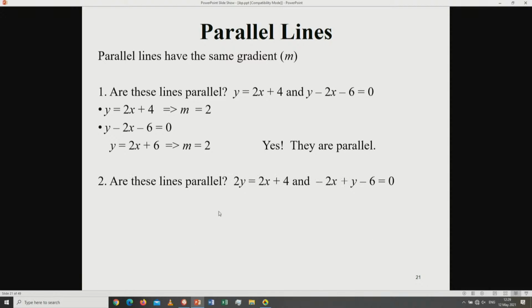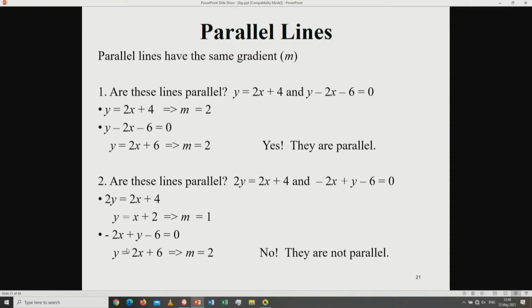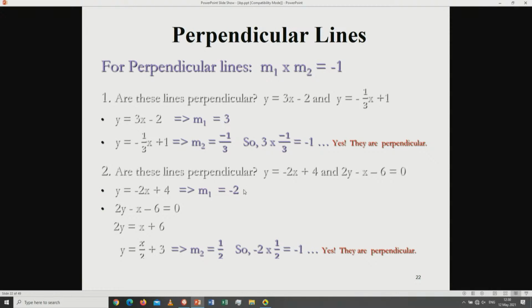Okay, what about this one? We've got 2y is equals to 2x plus 4, and we have minus 2x plus y minus 6 is equals to 0. Right, let's see. The gradient of the first line is equals to 1 divided by 2, so that we have y as the subject of the formula. And then the second line, there it is. We move everything on one side. Then after that, we find that the gradient is equals to 2. No, the two lines are not parallel. Why? Because gradients are not the same. The other gradient is 1. The other gradient is 2. Please take note of that. Take note of that. Thank you.